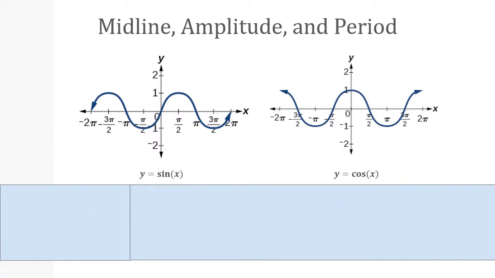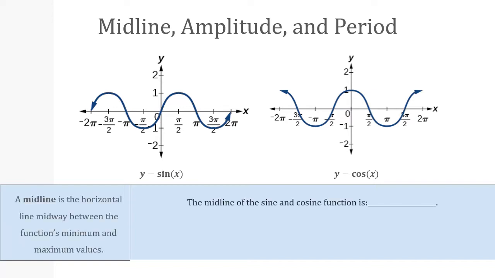So let's take a look at the sine function and the cosine function and identify some of the characteristics that we just talked about. We'll begin with the midline. A midline is defined as the horizontal line between the function's minimum and maximum values. So whether you're dealing with a sine function or a cosine function, it looks like both of these graphs have their maximum at 1 and their minimum at -1, which means that the midline, that halfway point, is going to be the line y equals 0.